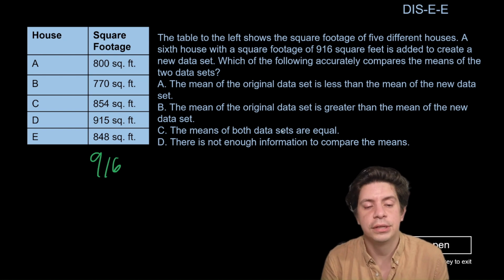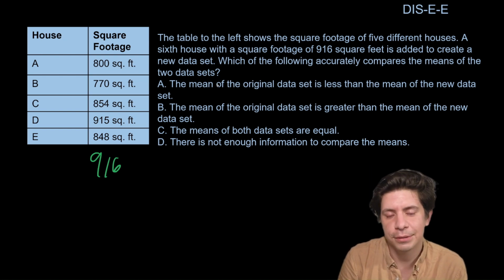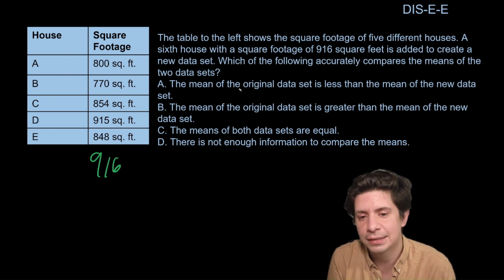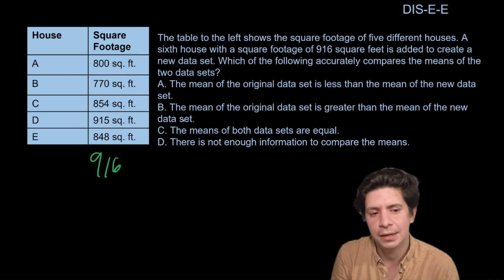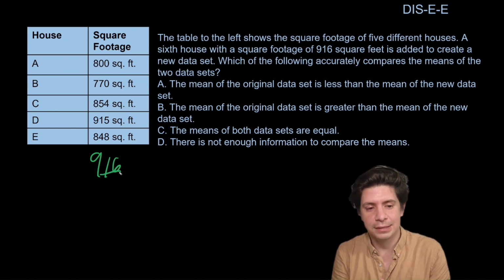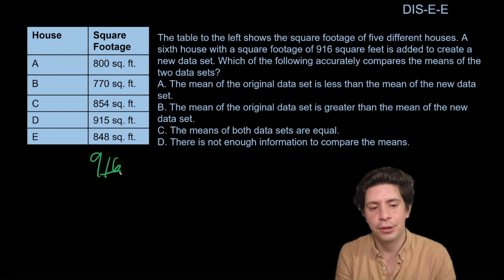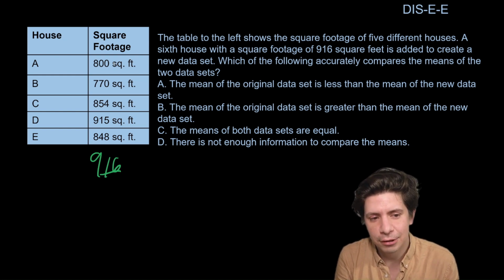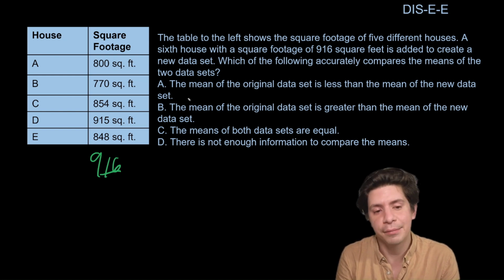Okay, so how do we do this? So this is all shifting up. Let's look at our choices. The mean of the original data set is less than the mean of the new data set. So the new data set is bigger mean because it's pushing up the average with the 916. We didn't have to find the average to know that because we know it's going to be bigger if it's already bigger than all the values. So it should be A, but let's just check everything.